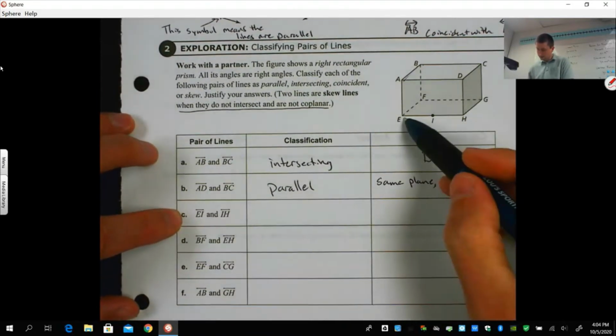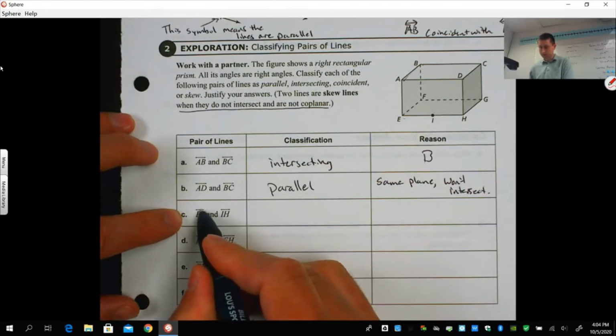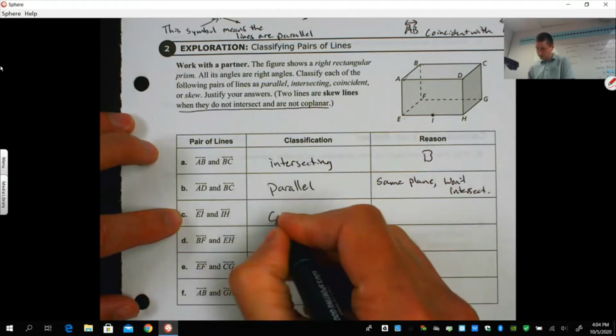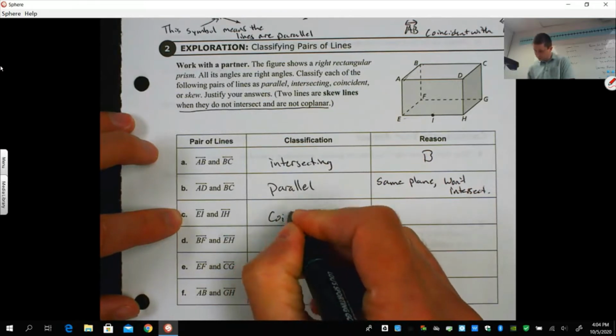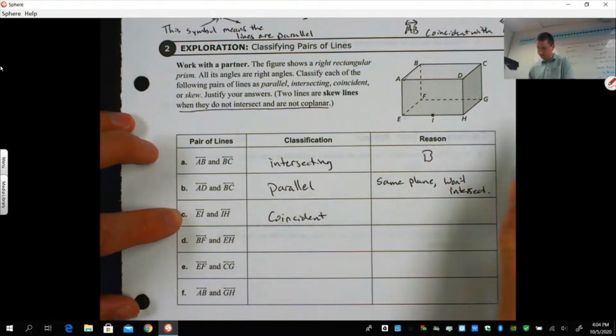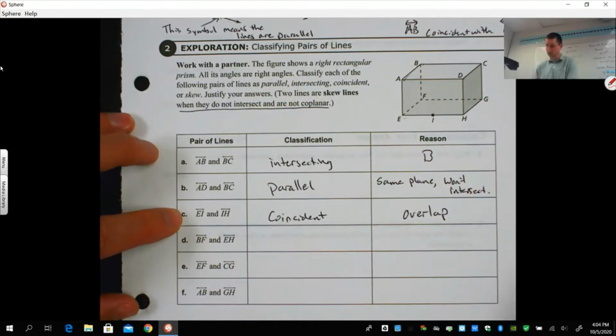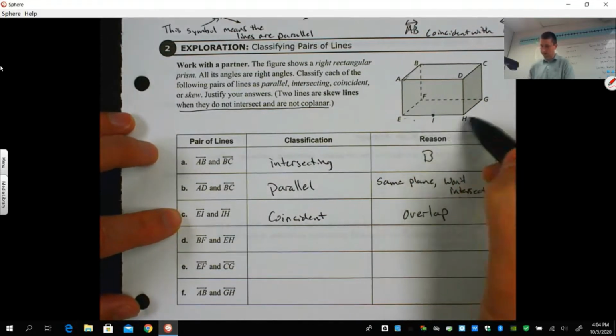EI and IH. So again, these are lines. If you look at the symbol there, they're lines. These would be coincident lines. And we know they overlap. Okay, so those are coincident lines. EI and IH, they overlap right there.